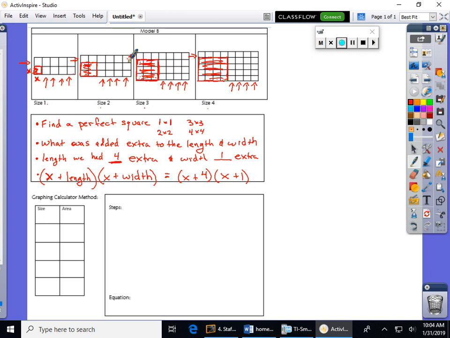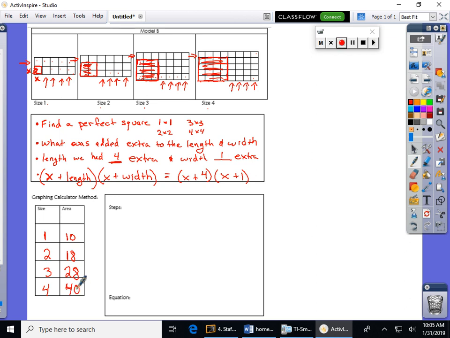The second method that we're going to work on is the graphing calculator. Now it's going to write the equation in standard form. So we can use this and make a table. Size 1, there's 1, 2, 3, 4, 5, 6, 7, 8, 9, 10, so we know that the area is 10. Size 2, we count and it's 6 by 3, which is 18. Size 3, it's 7 by 4, so 7 times 4 is 28. And then size 4, it's 8 by 5, which is 40.